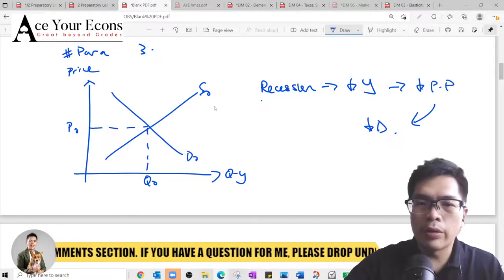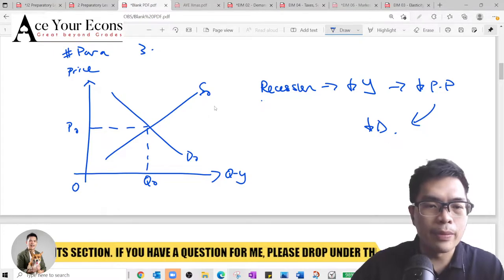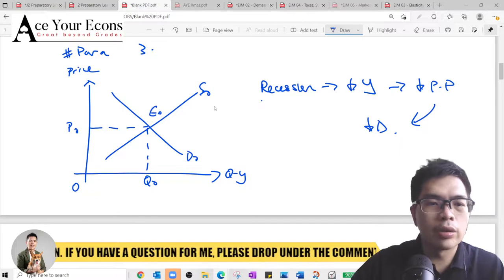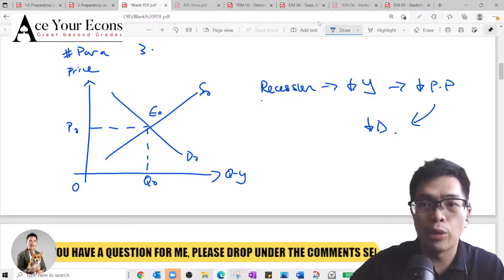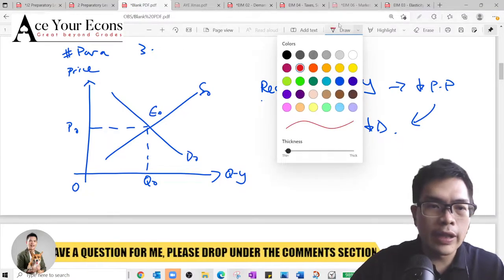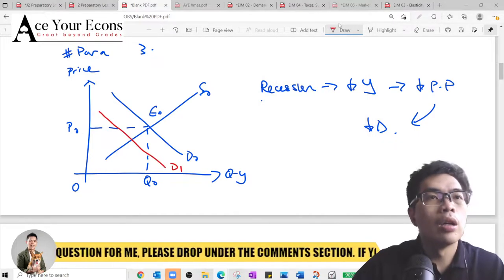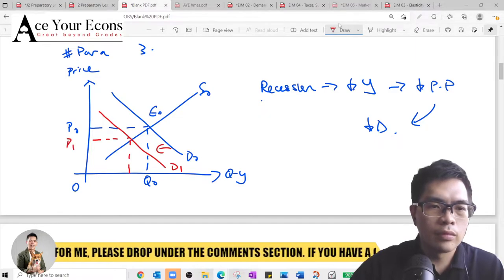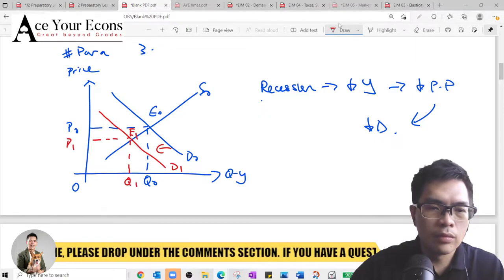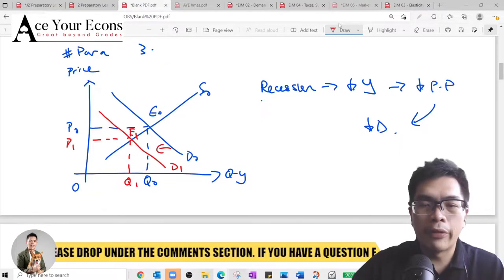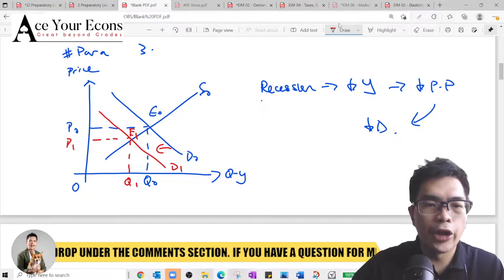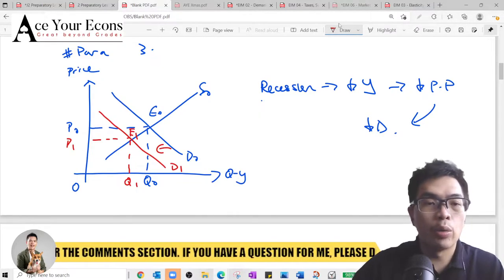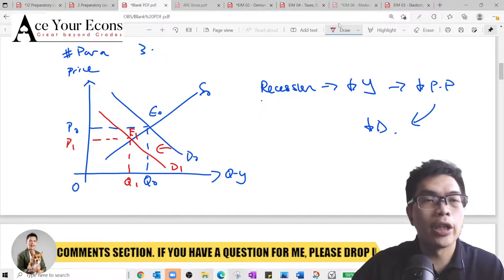Okay, and let's look here. Same, we are going to apply the same principles. Let's look out for the 4 points: O, P0, E0, Q0. These are the 4 points, right? Nothing new. Now, as a result of a recession, demand will fall. So what can we see here? Your 4 points will become O, P1, E1, Q1. So your consumer spending actually went down, right?